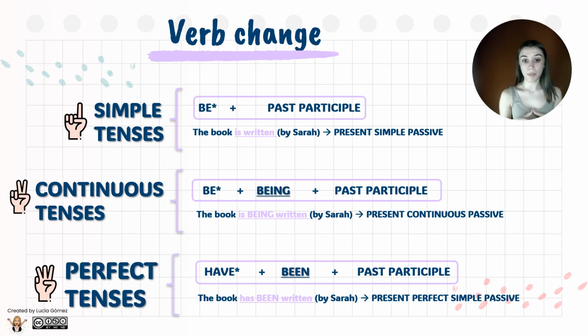You must remember from the previous video that there was a kind of rule I created that allows us to classify the different verb tenses into simple, continuous, and perfect tenses. And it allows us to understand that each of these different tenses follow a kind of fixed structure. So we can use the verb to be conjugated in its tense plus the past participle for simple tenses, the verb to be conjugated plus being, and then the past participle for continuous tenses, and finally for perfect ones, have conjugated, been, and the past participle.